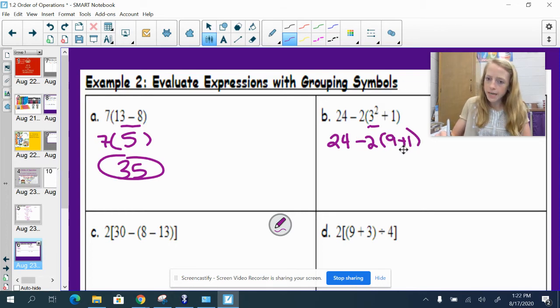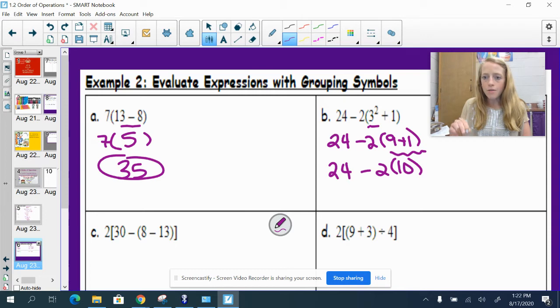And then you work inside the parentheses. Do not do 24 minus 2 yet. You have to wait until the very end to do subtraction. So just copy everything else down. So 9 plus 1 is 10. Now, don't do 24 minus 2, do 2 times 10. So 24 minus 20, which is 4.